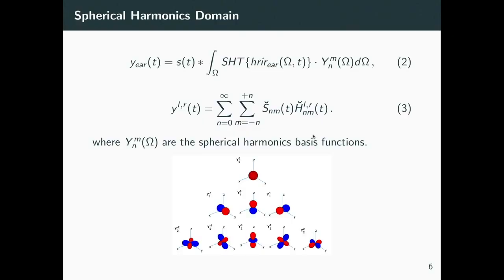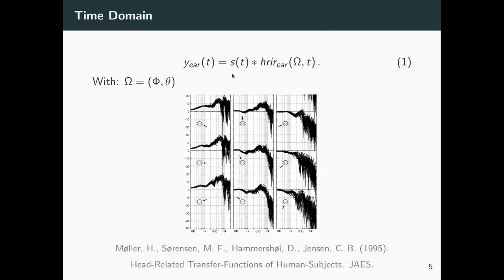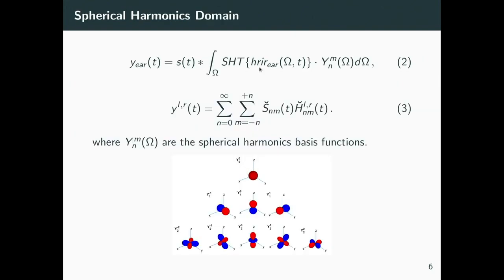If we now look at the spherical harmonics domain, first of all, the SHT would be the spherical harmonics transform, so the way to go from the time domain to the spherical harmonics domain. Here, in the simplest case, I just encoded this HRIR in the spherical harmonics domain, and this would be this operation. Then to obtain the time domain signal again, we would evaluate this integral over the spherical harmonics basis functions, and we would obtain just the HRIR for that direction. So this would be just a different representation of this.